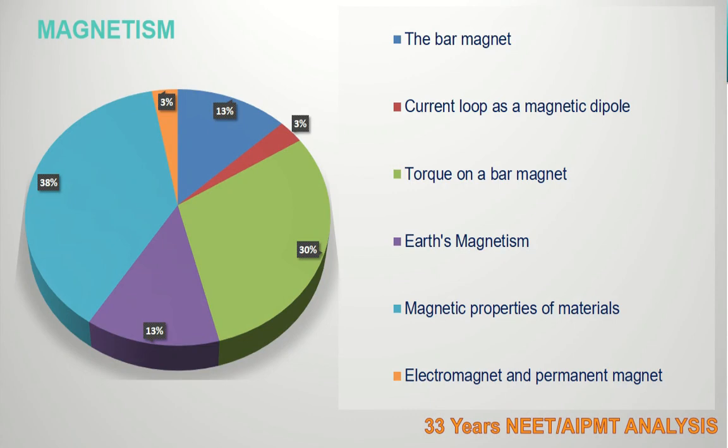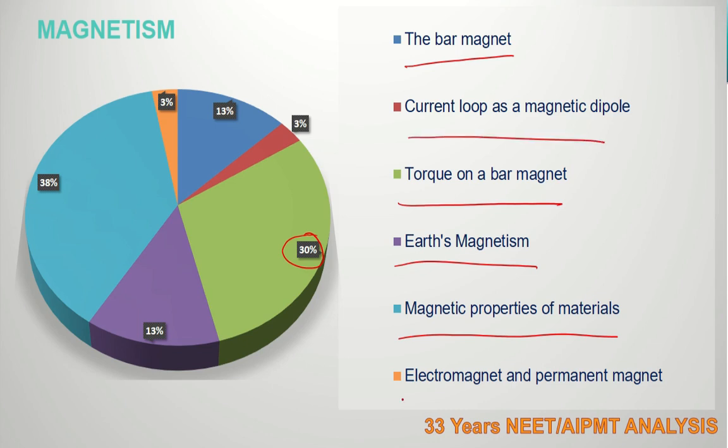If you see the magnetism topic, we have several subtopics inside. Around 30% of questions were coming from torque on a bar magnet, 38% of questions were coming from magnetic properties of materials, and 13% of questions were coming from bar magnet and Earth's magnetism. So, this was the scenario for the last 33 years. Majority of questions were coming from magnetic properties of materials and torque on a bar magnet, and a very least percentage of questions were coming from current loop as a magnetic dipole and electromagnet and permanent magnets.